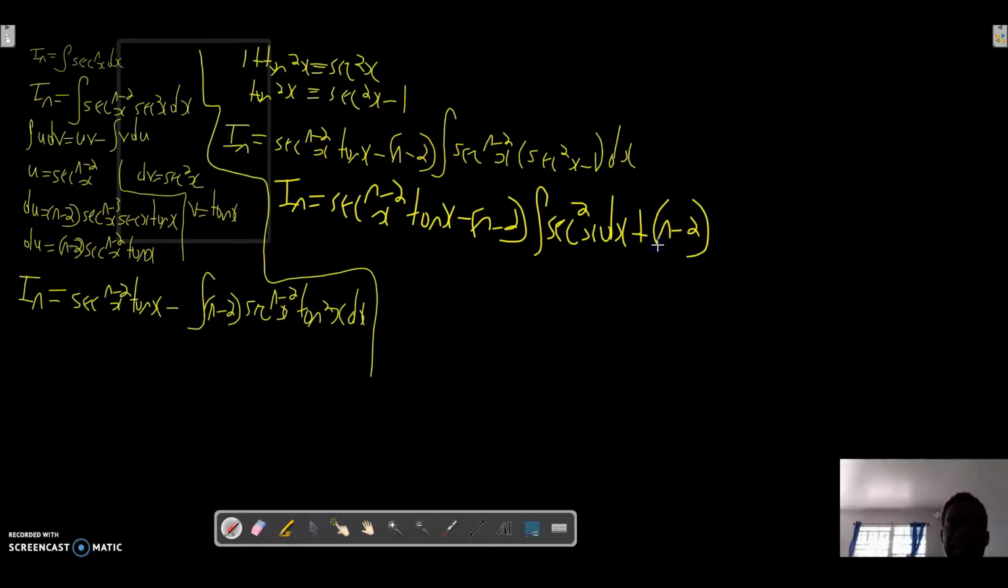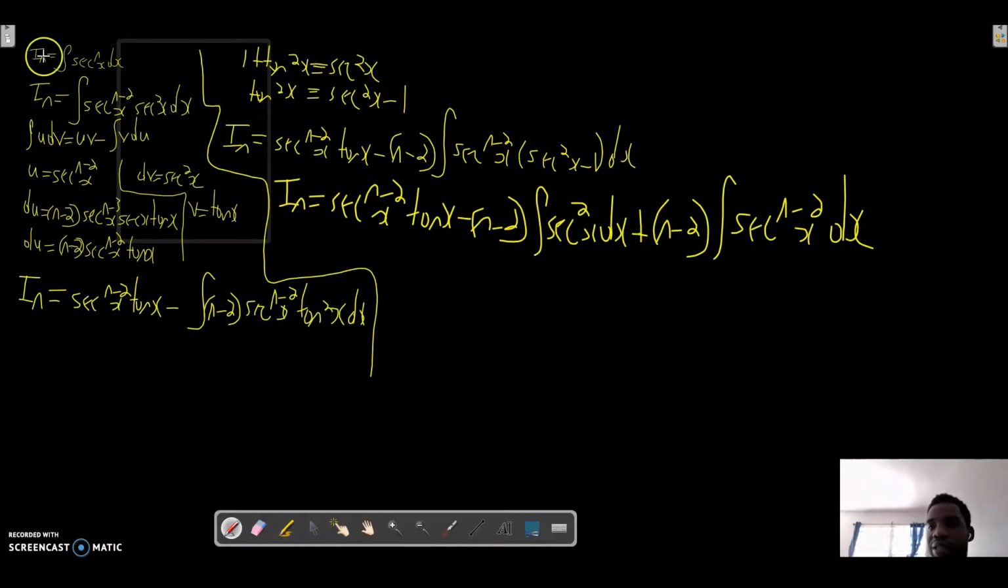All right, bear in mind that we're going to be integrating that part. So when I multiply sec to the n minus 2 x by 1, I'm going to have the integral of sec to the n minus 2 x dx. So we did everything in one. In the previous video, we broke it down step by step. But after a while, you get familiar with the steps, so you can do that.